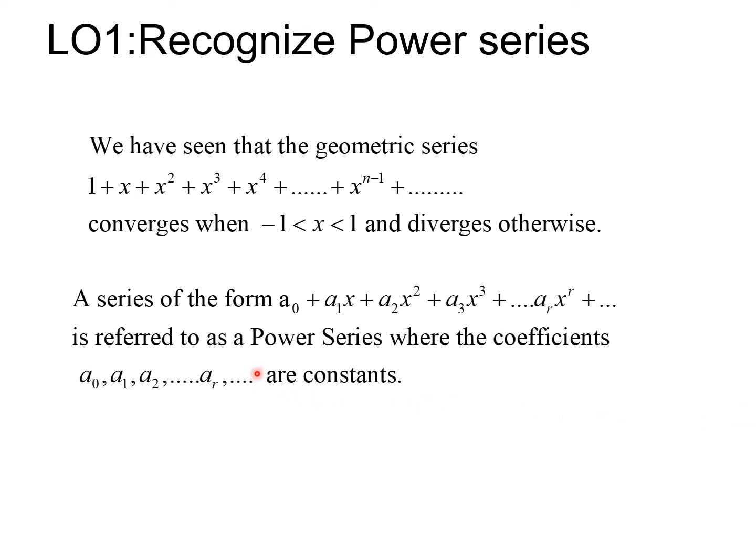A series of the form similar to geometric, but it has coefficients a0, a1, a2, a3 in front of the x, x squared and x cubed. If you observe the difference between the second function here and the first function, this is referred to as a power series, where the coefficients a0, a1, a2 up to whatever number of an are actually constants. Okay, so this is known as a power series.